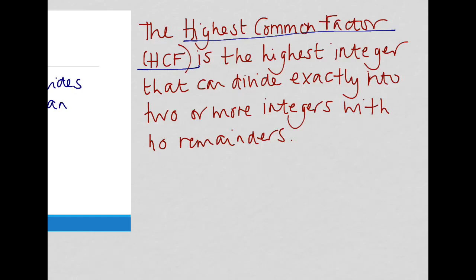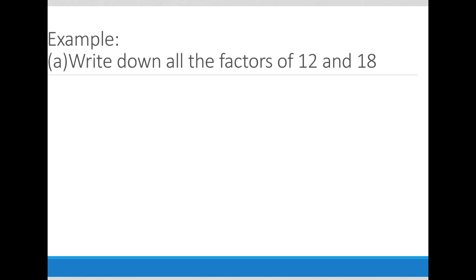Great, well done for writing that down, and let's look at this. So we want to write down all the factors of 12 and 18. Now I just want to clarify what this is asking for. It is not asking for the product of prime factors, which is what we did at the beginning of the lesson. This is asking for all of the factors of 12 and 18. And this is something that was covered before. So we're going to have a bit of a reminder on this.